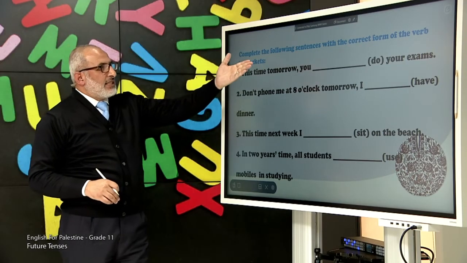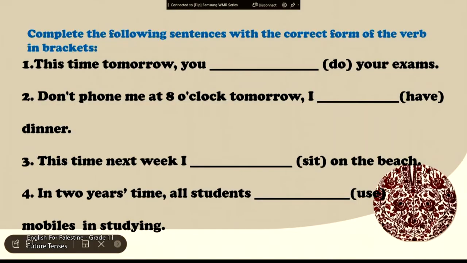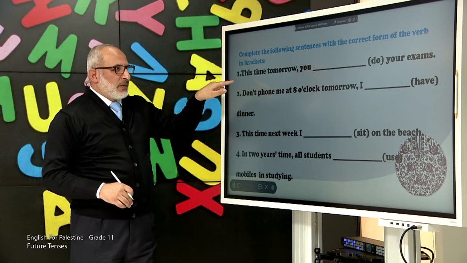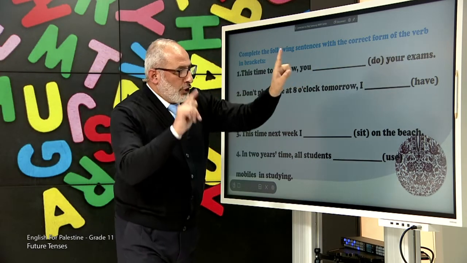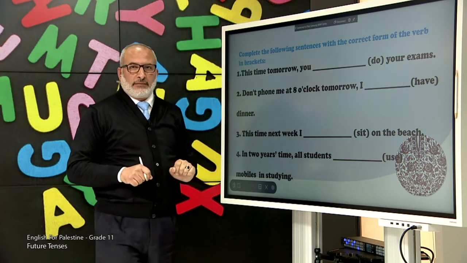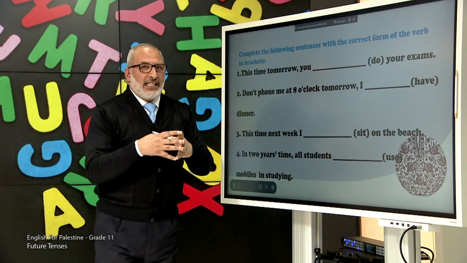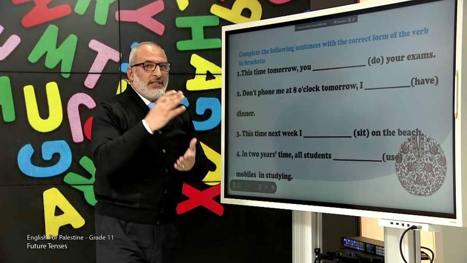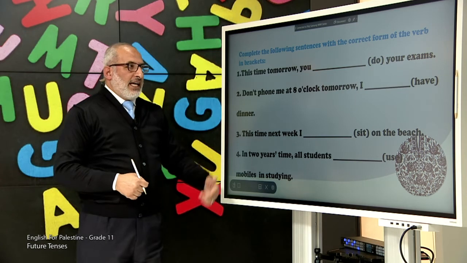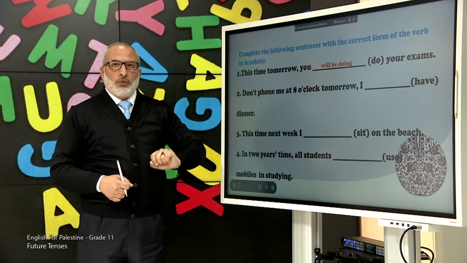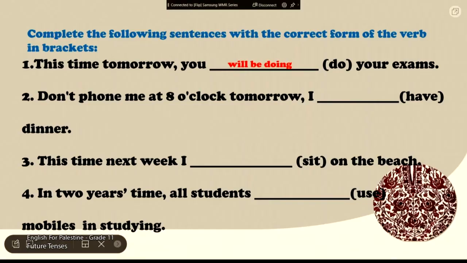Again, complete the following sentences with the correct form of the verb in brackets. Number one, this time tomorrow, you do your exams. Here, this time tomorrow, an expression that helps me to use future continuous. Good. And what is the future continuous of do? Yes, will be doing. Right.